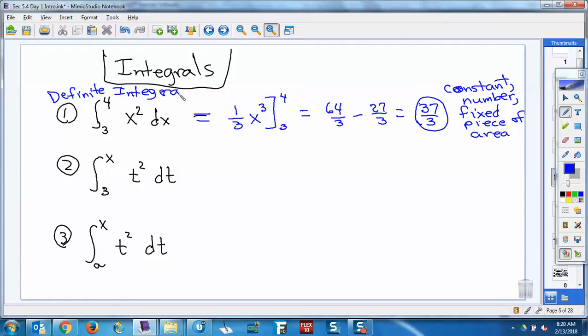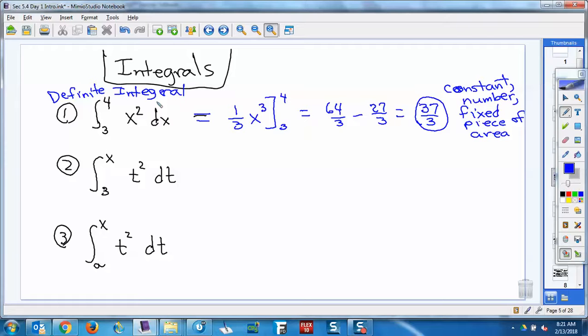So understand the different types of integrals that we may see. So this is a definite integral. It's a constant, a number, a fixed piece of area. This particular one happens to be 37/3. Okay, and we can work it out using fundamental theorem part 2. So that's something you're going to have to be able to do tomorrow, right? And you're going to have to be able to understand that concept, that that's what that is. Okay, now let's go to the next one.